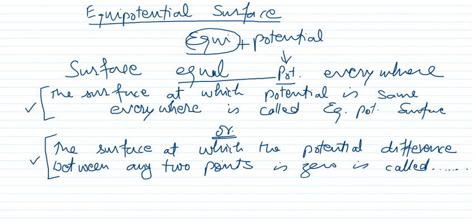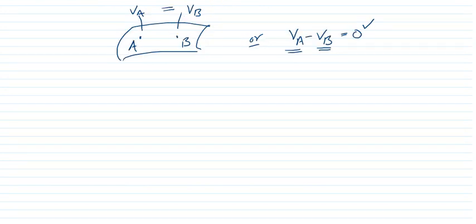The surface at which the potential difference between any 2 points is 0, then that is an equipotential surface. Or you can say the surface at which potential is same everywhere, meaning at each and every point on the surface, is called an equipotential surface. Is it clear? Did you understand?